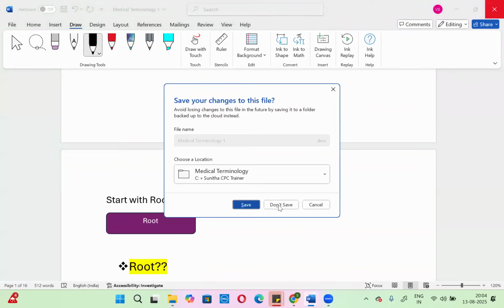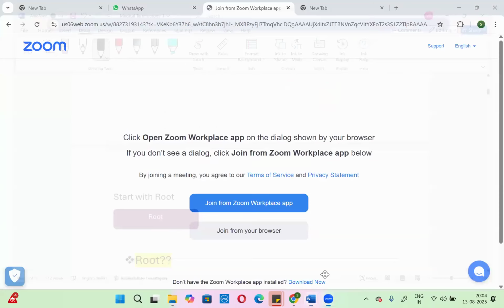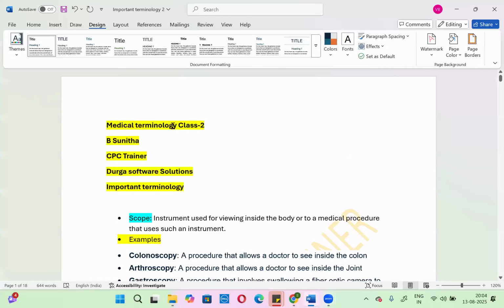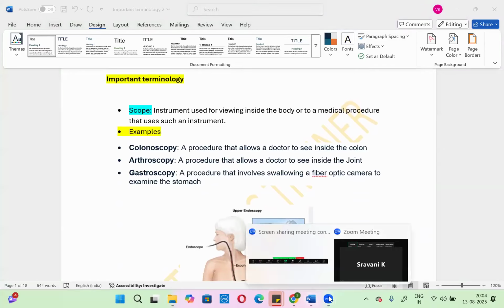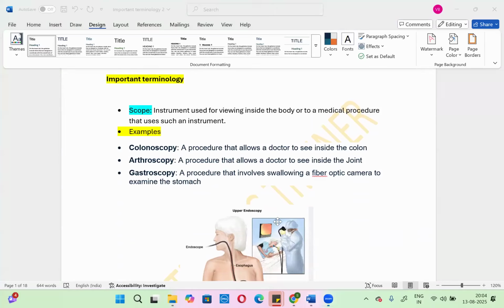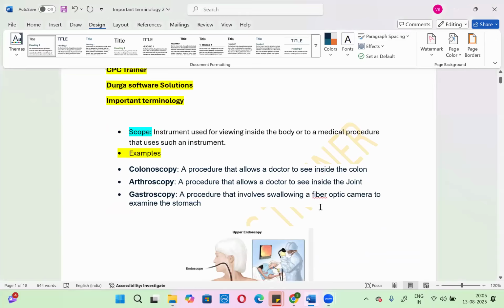So all these are the things we have seen yesterday. Today's session will be the continuation of the remaining medical terminology. Yesterday's class, it was clear. Do you have any doubts? No, ma'am. Okay, so let me start today's session.